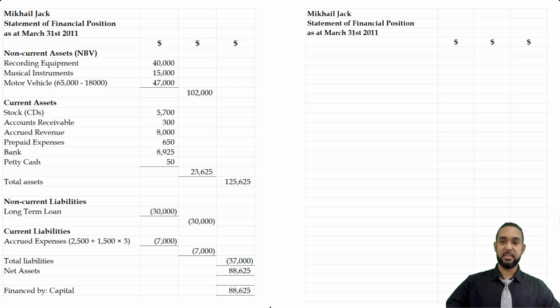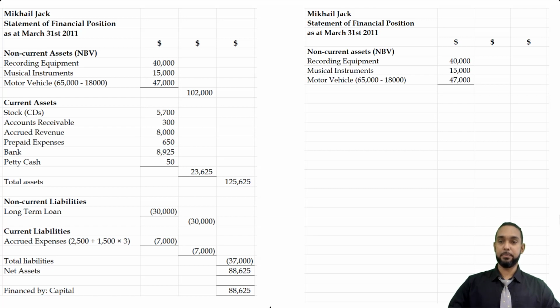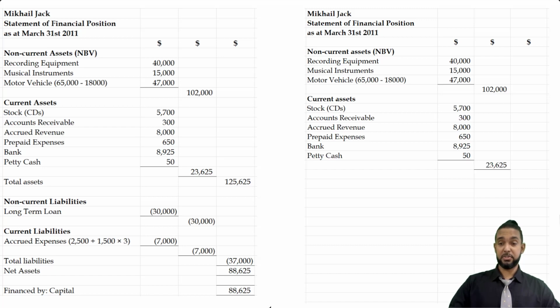So again, we're heading up the same thing, and we're going to start again with the non-current assets because we're still in order of permanence. Now, that section is just going to be a kind of copy and paste, the same 3 items, and we're also going to have the current assets listed just as they are. There are going to be no changes here. We're going to add those 2 subtotals, the 102 for the non-current assets, the 23,625 for the current assets, giving us total assets of 125,625.